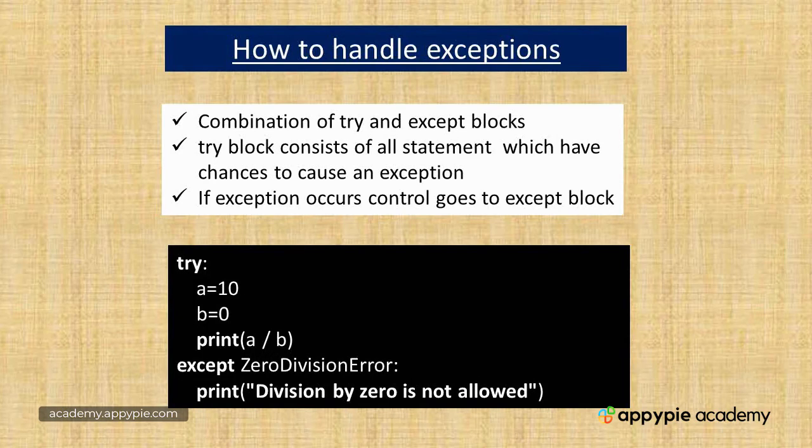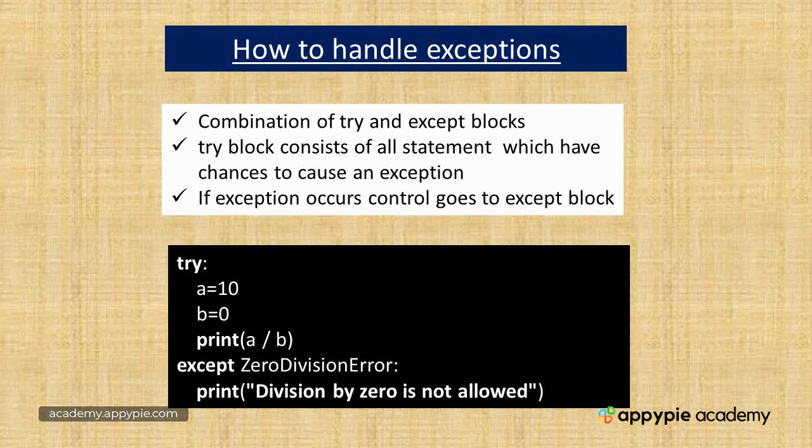In order to handle exceptions, we use two keywords of Python. One is try, another is except. We use a combination of try and except blocks. You will be able to understand it properly once I start giving the examples.